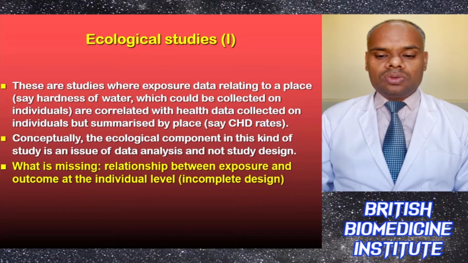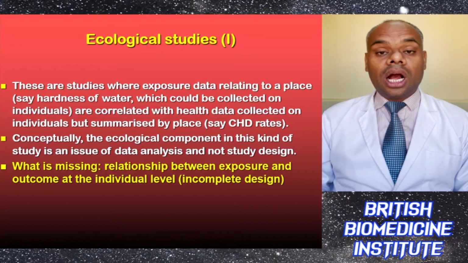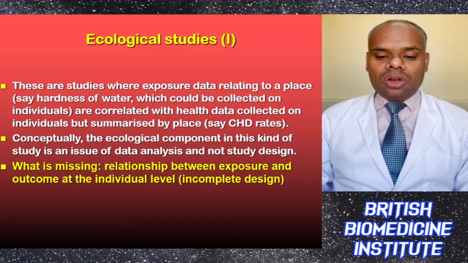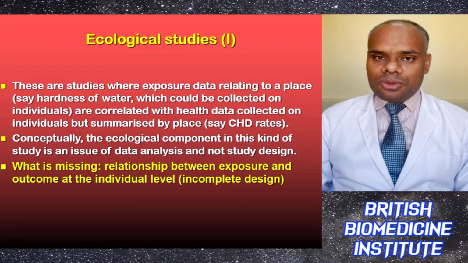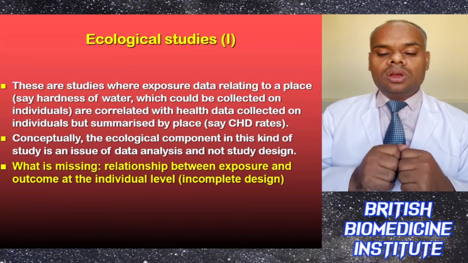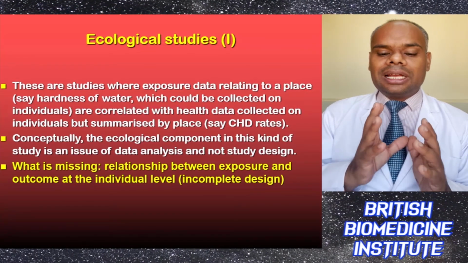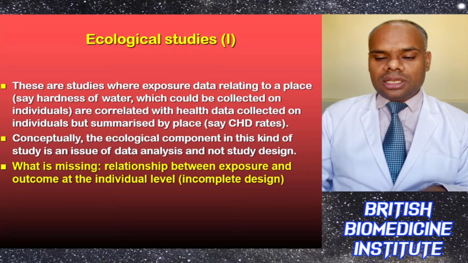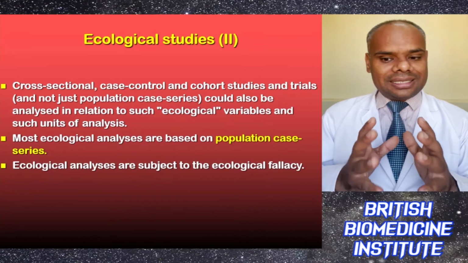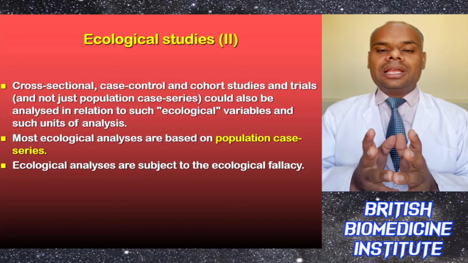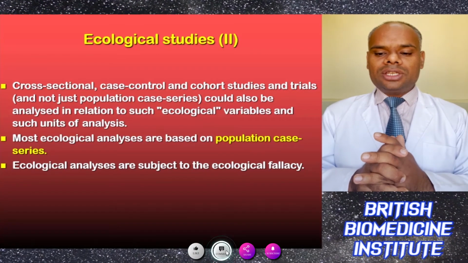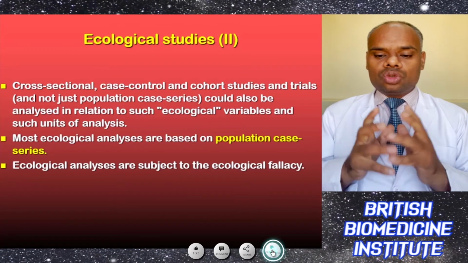So ecological studies basically are those where the exposure data is related to a place, or we can say the hardness of water, which could be collected on individuals, and they are correlated with health data which is collected on the individuals but summarized by place conceptually. The ecological component in this kind of study is an issue of data analysis and not of the study design. And the relationship between the exposure and the outcome at individual level is basically missing, so they show an incomplete design. So under ecological studies, cross-sectional studies, case control studies, cohort studies and trial related studies could also be analyzed in relation to ecological variables and such units of analysis. Most ecological analyses are based on population case series, and the ecological analyses are susceptible to ecological fallacy.